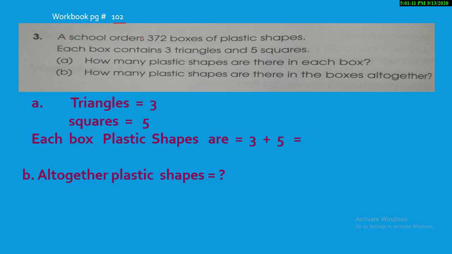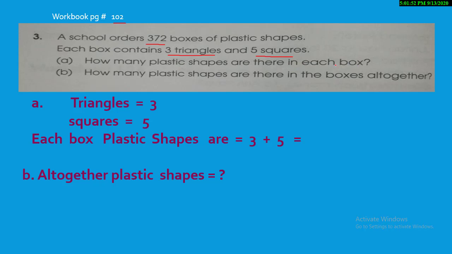A school orders 372 boxes of plastic shapes. Okay, they just bought plastic shapes like triangles, squares, and rectangles, different kinds of plastic shapes. And the boxes were 372. We just translated. Okay. Each box contained 3 triangles and 5 squares. First of all, the school bought a total of 372 boxes, and one box has 3 triangles and 5 squares. So let's see what the question is for us. How many plastic shapes are there in each box?